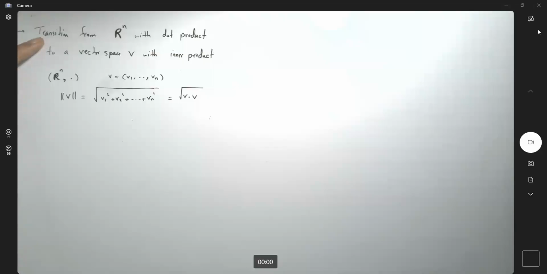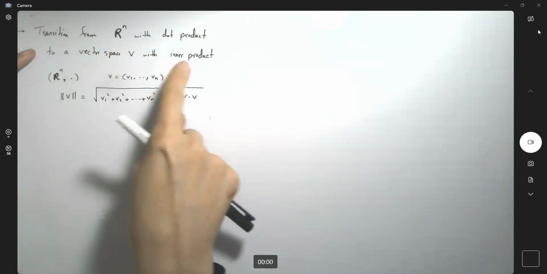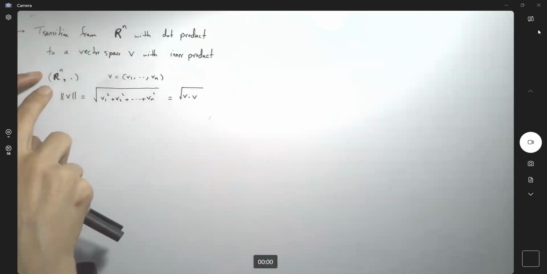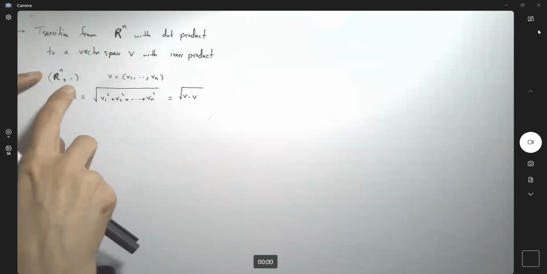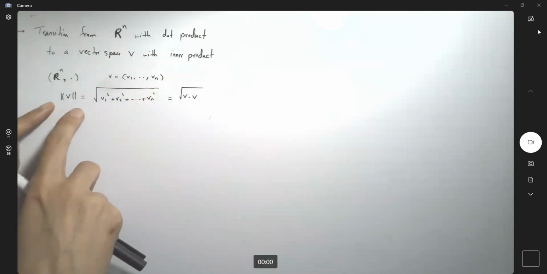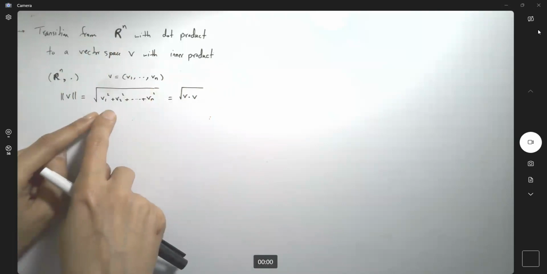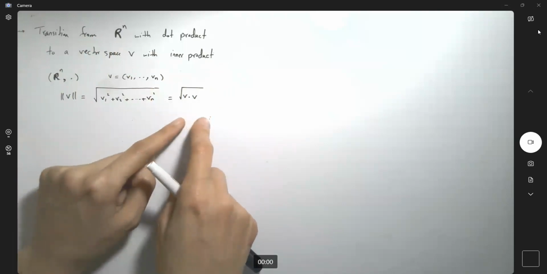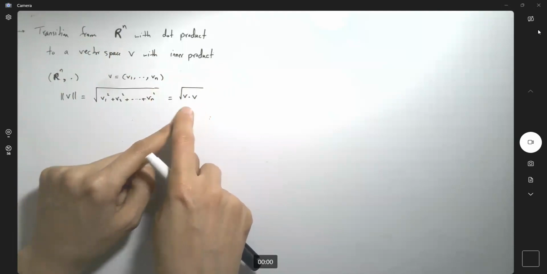So, the transition from Euclidean space with dot product to a vector space with inner product. Remember that when you have Euclidean space R to the n and a dot product, you can take any vector and you can define the magnitude of that vector using the square root of v1 squared plus v2 squared plus vn squared, which is basically the square root of the dot product between v and v.